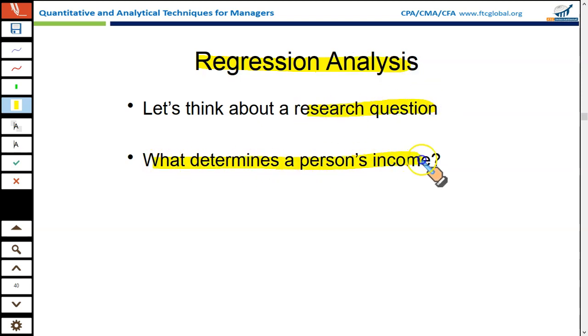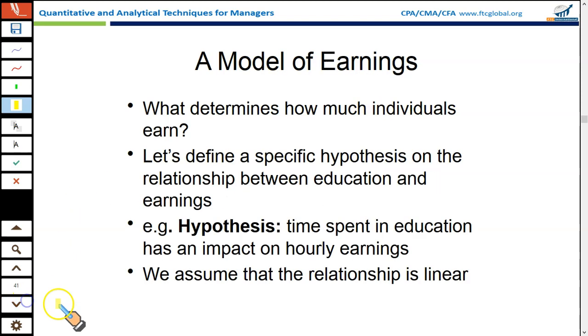What determines a person's income? It depends upon a lot of factors. It depends upon occupation, experience, the industry he's working in, location, gender and age, economic condition, size of the company and the profitability of the company, and then the education and skills. There could be many reasons. So the point here is that what determines a person's income could depend on many factors.